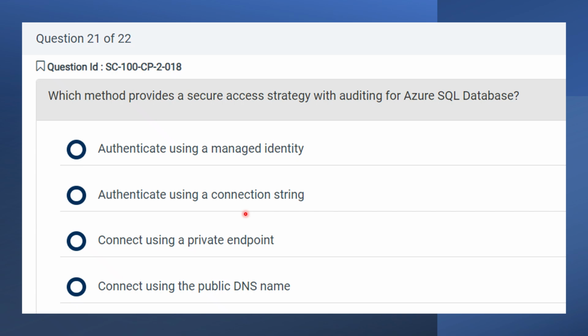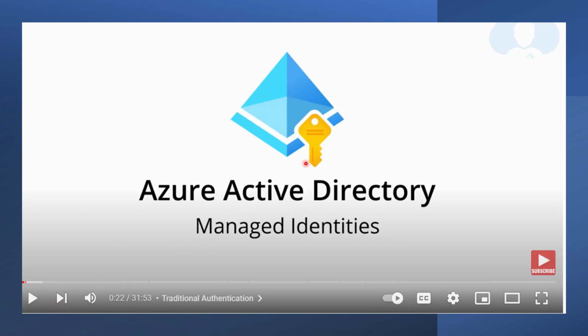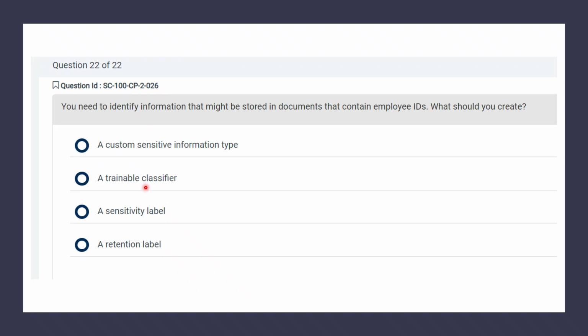Question 21. Which method provides a secure access strategy with auditing for Azure SQL database? And the correct answer is A, authenticate using a managed identity. Authenticating with a managed identity provides secure access and an audit trail for the identity. And finally, this is just a tutorial about managed identities.